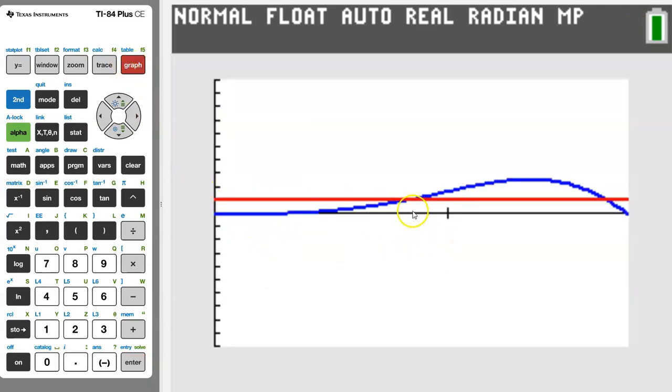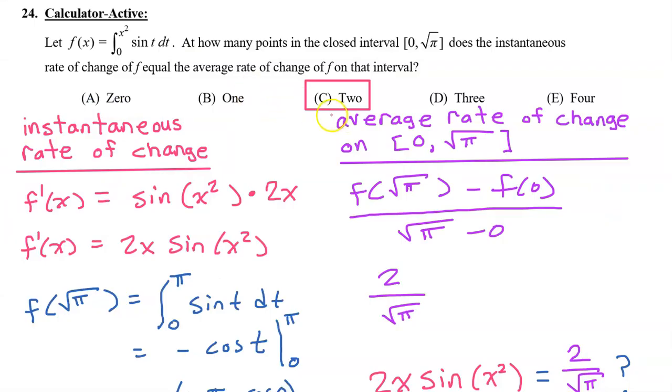Alright, so we seem to have an intersection point here and here. And you know what? I'm just remembering that they didn't actually ask us what these intersection points are. They just said how many. And there are 2. So the answer is C.